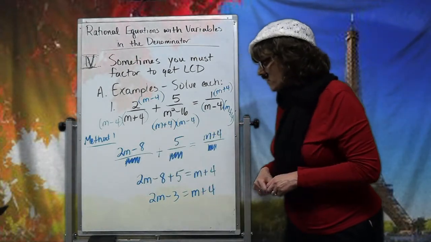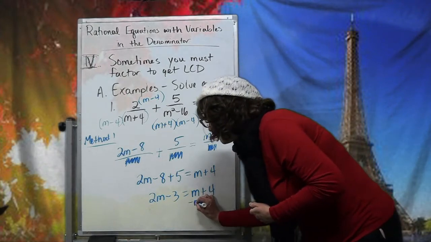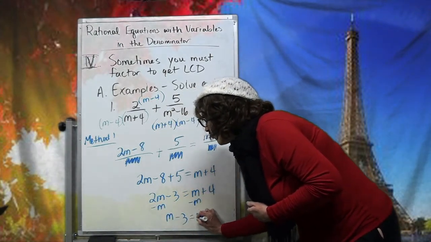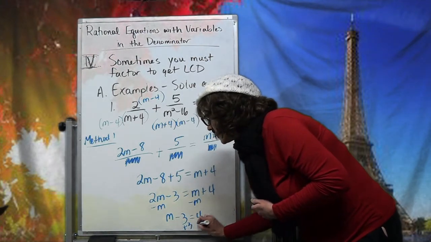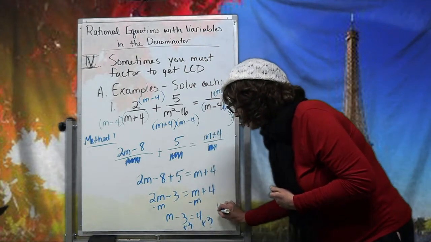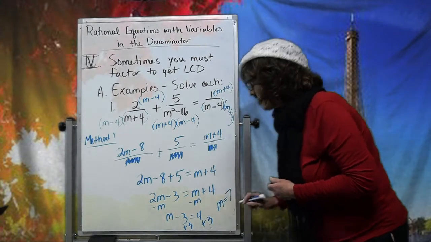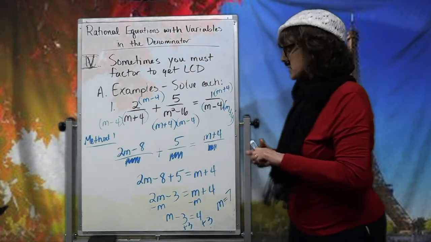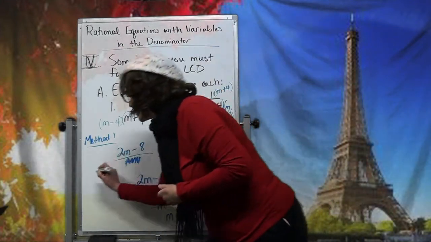So now I'm going to solve this equation. I'm going to subtract an m from both sides, giving me m minus 3 equal to 4. I'm going to add that 3 here and add that 3 here, and that will give me m equal to 7. I need to check that restriction on the domain because I want to make sure that 7 is not going to cause problems.